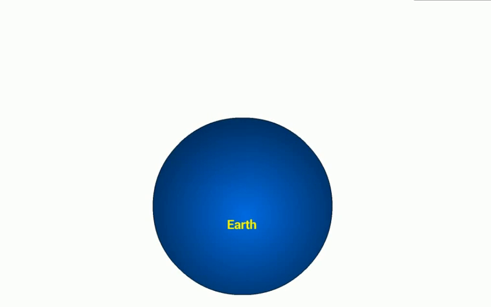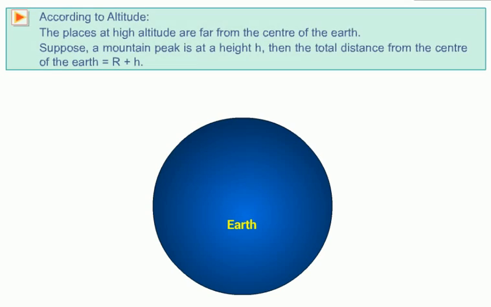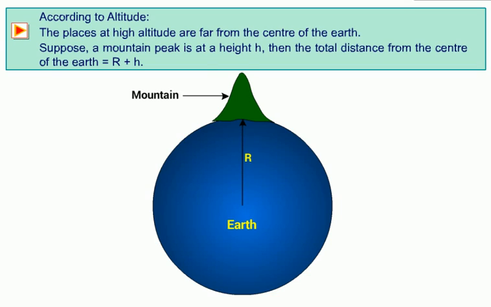Dear students, now let us find out the value of g according to the altitude. Students, the places at high altitude are far from the center of the Earth. Suppose a mountain peak is at a height h. Then the total distance from the center of the Earth is equal to R plus h.